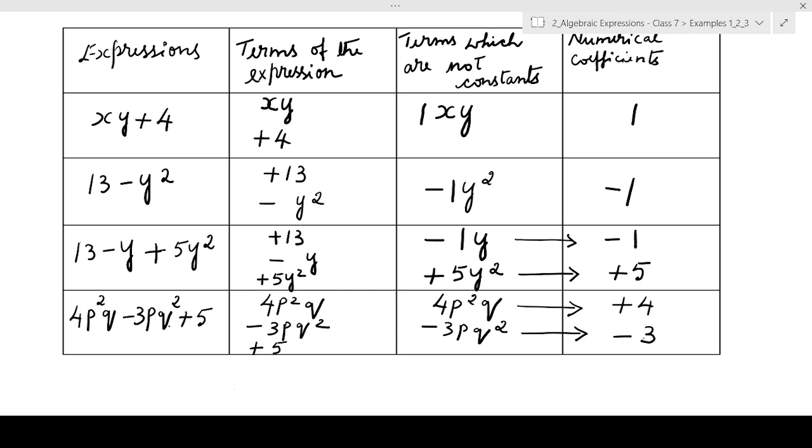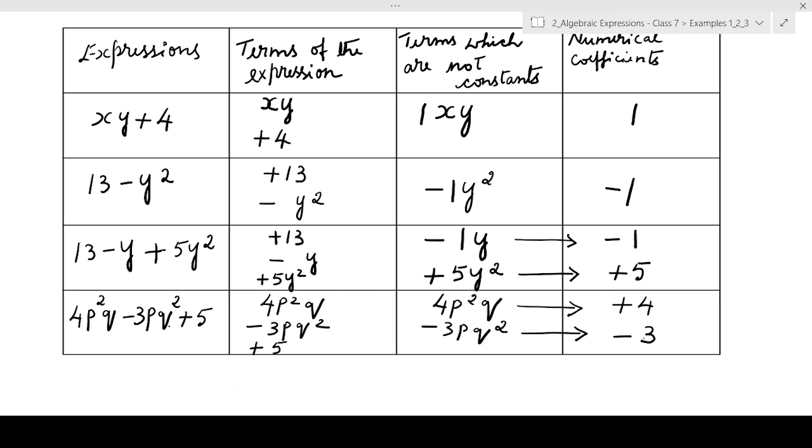Okay, student, this is how we identify the terms given in the expressions and then find out whether those individual terms are constants or not constants. To sum up, if it is just a number without any letters attached to it, then it is called a constant. And if it is a number which has letters attached to it, or it is only letters, in that case, definitely it is called a term which is not a constant.